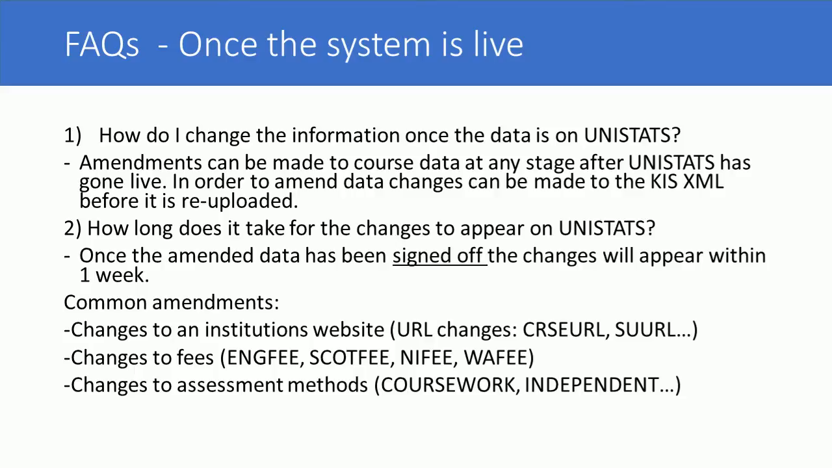Some common amendments you may wish to make throughout the year, and amendments can be made any time from September onwards, are changes to website URLs, changes to fees. It may be that the fees hadn't been confirmed and have since been confirmed, and changes to assessment methods.